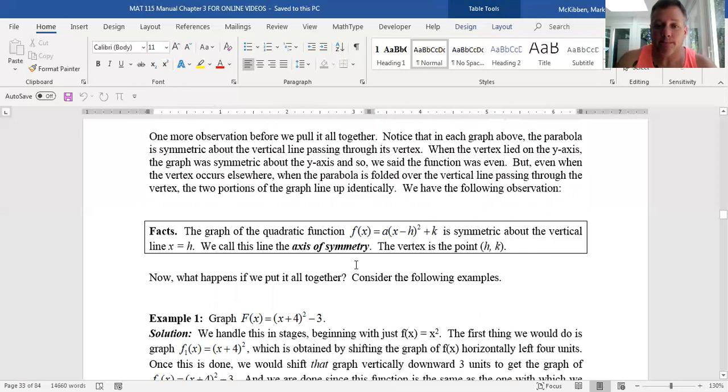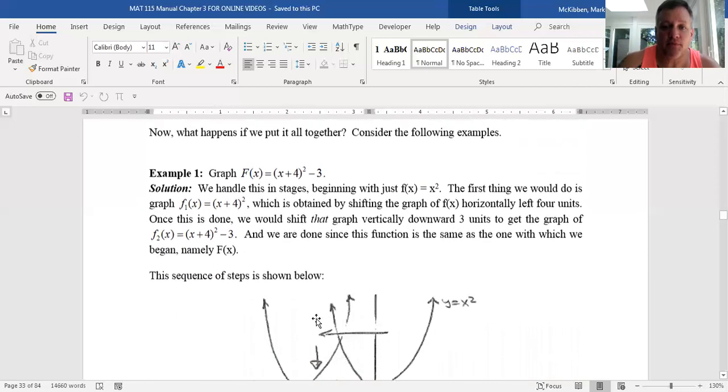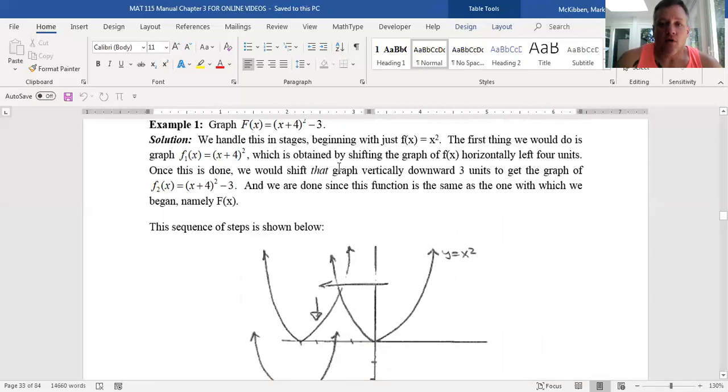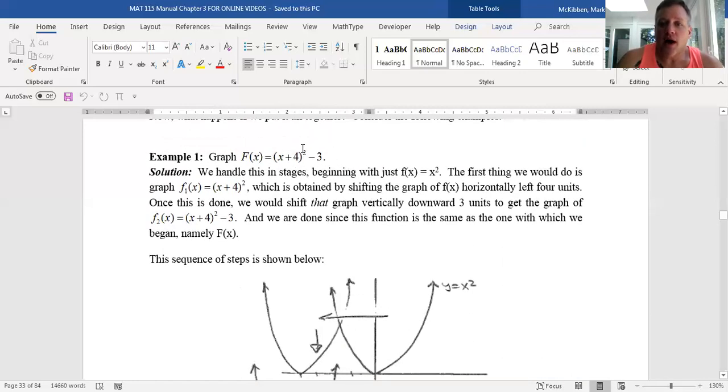All right, so let's pull all this together and see if we can graph a function that looks like this. We're not going to plot points here, that would be reinventing the wheel. What we're going to do instead is use the previous observations about translating left or right, up or down, and compressing, stretching, and flipping to just start with x squared and move that graph around to get the graph of big F.